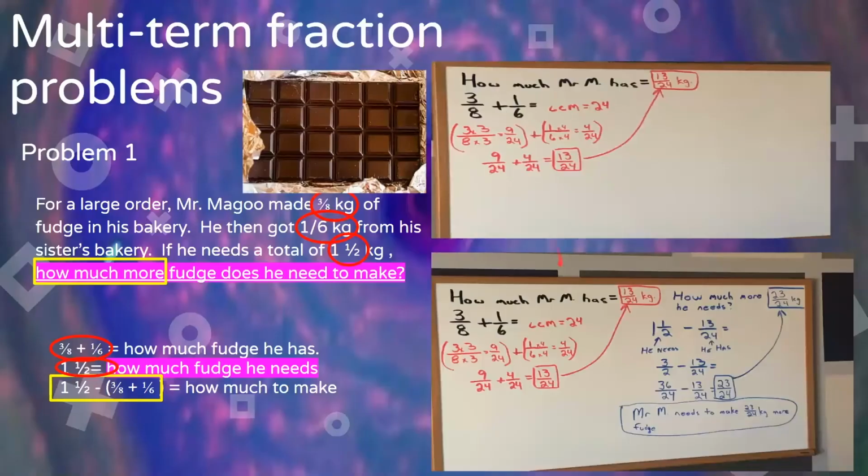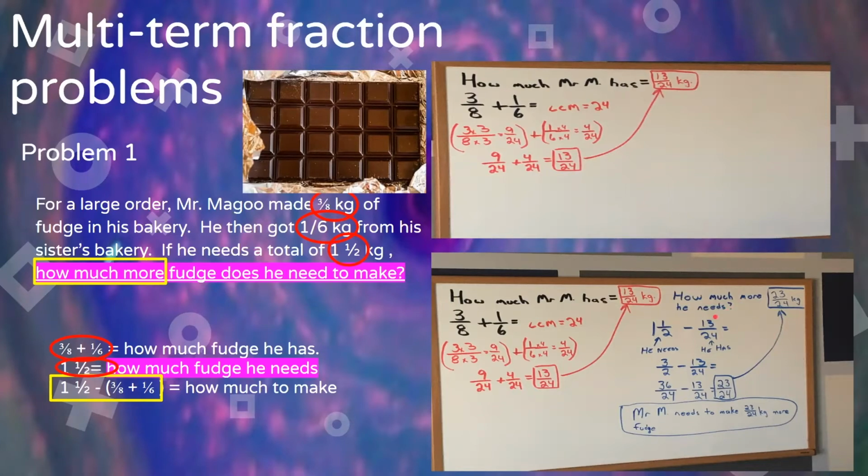But now here's the question. How much more fudge does he need to make? We haven't answered that question yet. We know how much he has, but we need to figure out how much more he needs to make. So our second problem would be, how much more does Mr. M need to make to meet his required quantity?